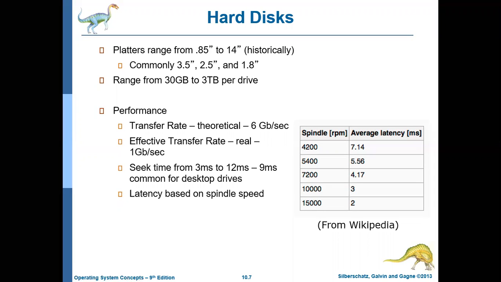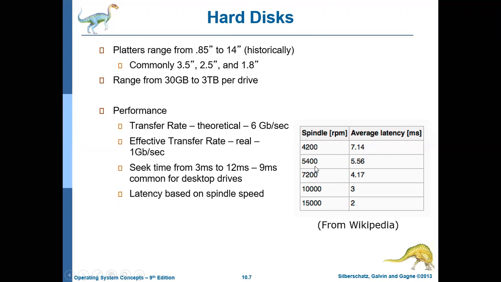Okay, so latency is the time required for the particular sector to come under the head. Latency is based on the spindle speed, and latency is given like this typically. If the spindle is 4200 rpm, that is, if the platter is rotating at a rate of 4200 rotations per minute, then the average latency is 7.14 milliseconds.